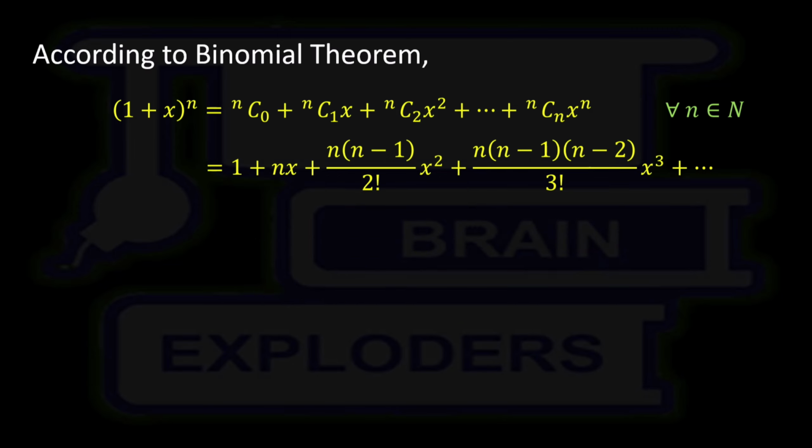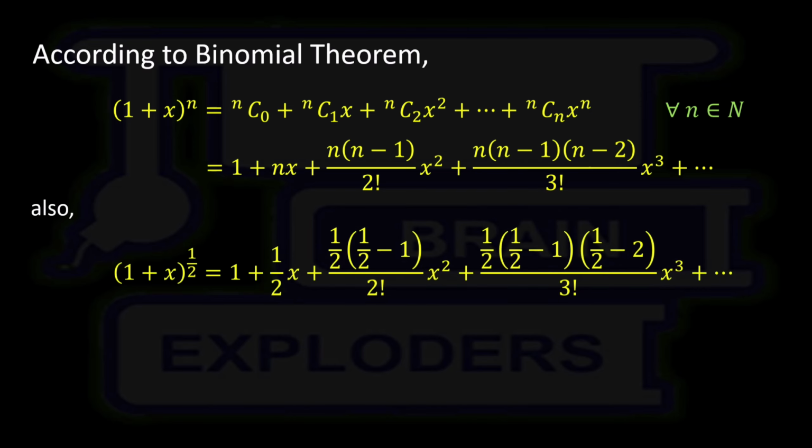But this formula works for all real values of n also. Suppose we put n equals 1/2, then (1 + x) raised to the power 1/2 is equal to 1 plus 1/2 times x. And in this way, if we put 1/2 in place of n everywhere, then also this formula works.